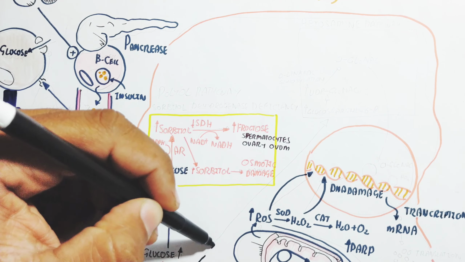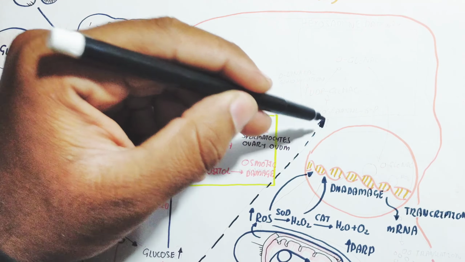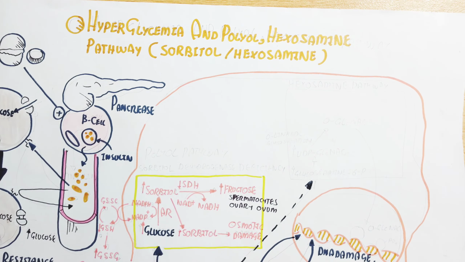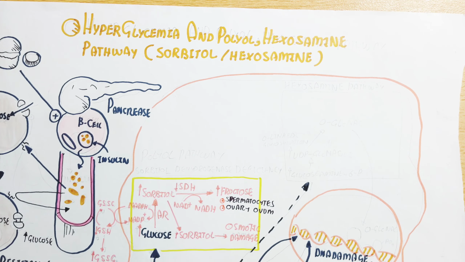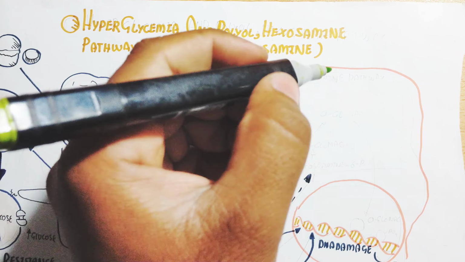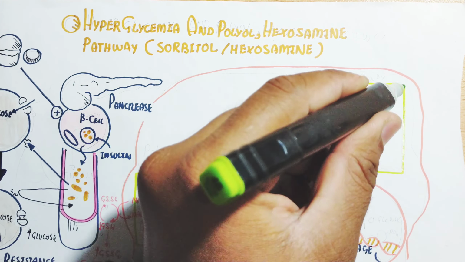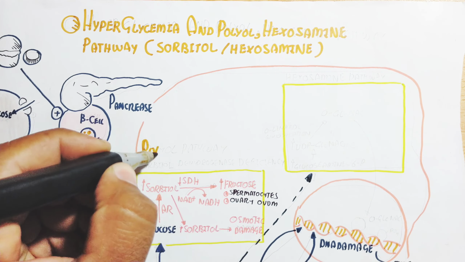On the other hand, the sorbitol dehydrogenase enzyme also requires NAD, for the production of fructose, which is important for the spermatocyte and ovary, but not for the endothelial cell. In this way, the blood vessel will be damaged.